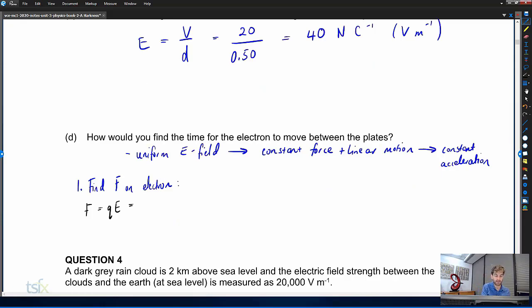So that is 1.6 times 10 to the negative 19, multiplied by the electric field strength, which we calculated was 40. That will give us 6.4 times 10 to the negative 18.